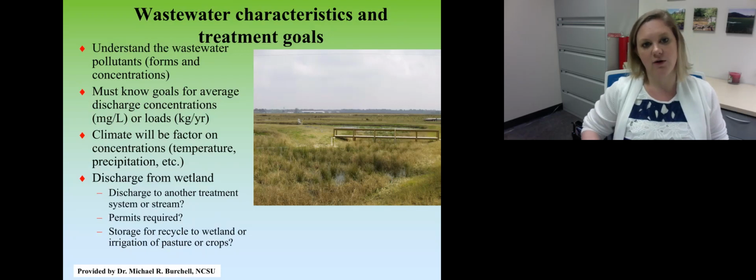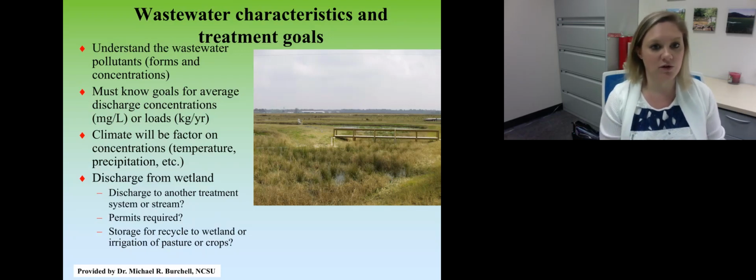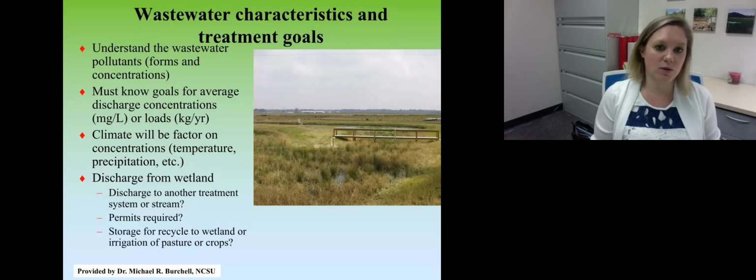When you're thinking about the discharge from your wetland, is it going to be discharging into another treatment? You can actually have a wetland going to another wetland, such as a surface flow wetland going to a subsurface flow wetland. What are the permits that are going to be required? We'll get into this more in a few weeks, determining which permits we need to go ahead and fill out before we get started.